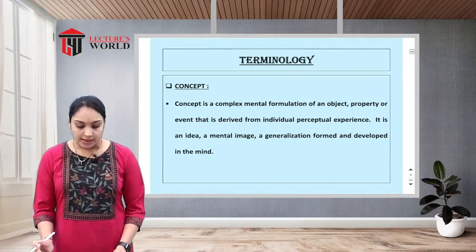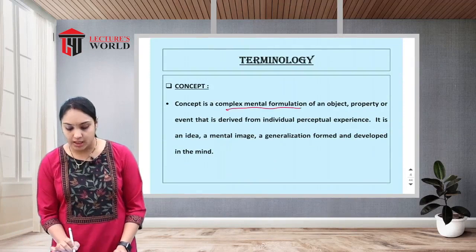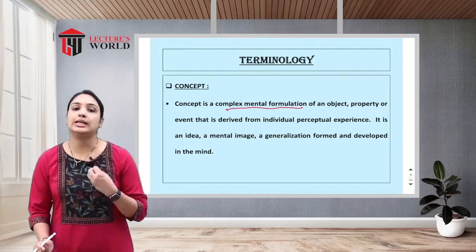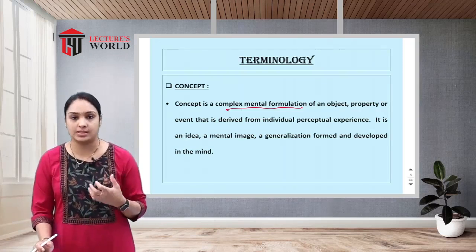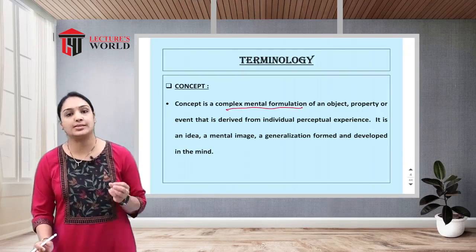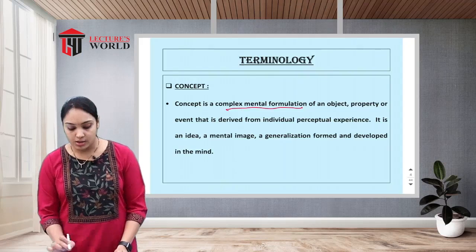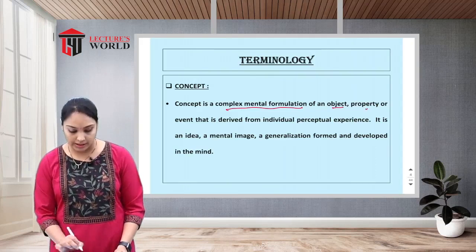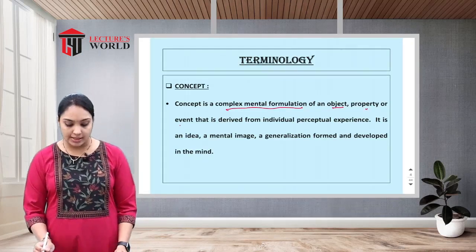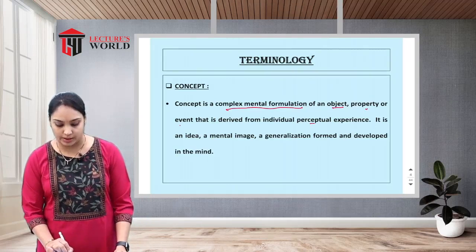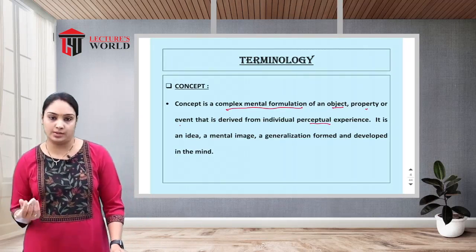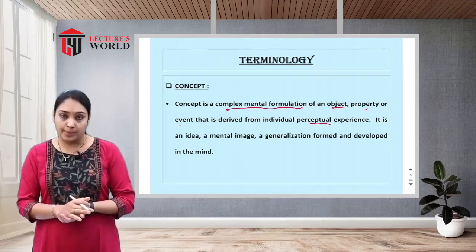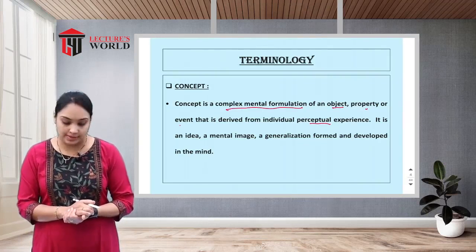Second definition: concept is a complex mental formulation. Complex mental formulation means the different ideas, beliefs, properties that come in our mind, known as a concept. So it is the complex mental formulation of an object, property or any event that is derived from individual perceptual experience. Whatever things, ideas or events we perceive in our mind, that is known as a concept.